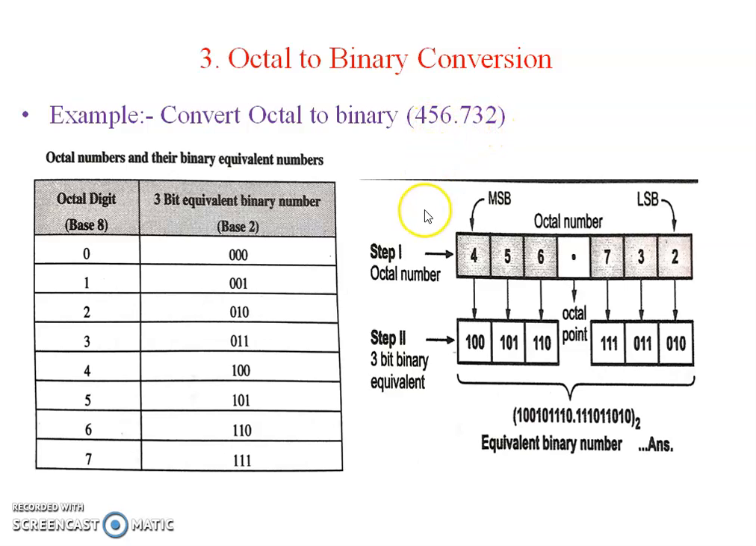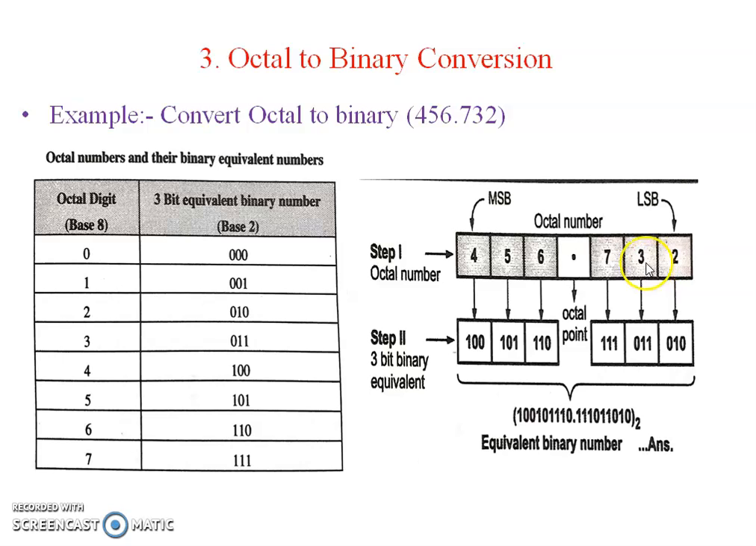456.732. In this example, the first step is to write the given octal number. So here we write our given octal number. Now the second step is to replace each octal digit by its 3-bit binary equivalent. So our first digit is 2. Here the 3-bit binary equivalent number is 010. So here we write 010.